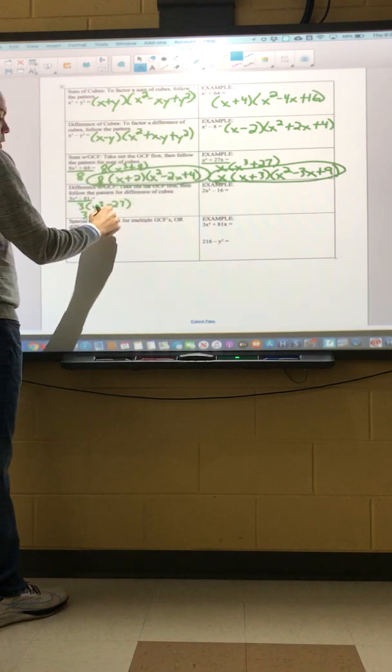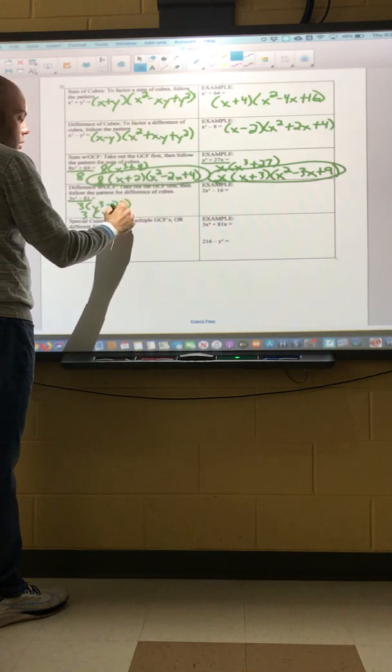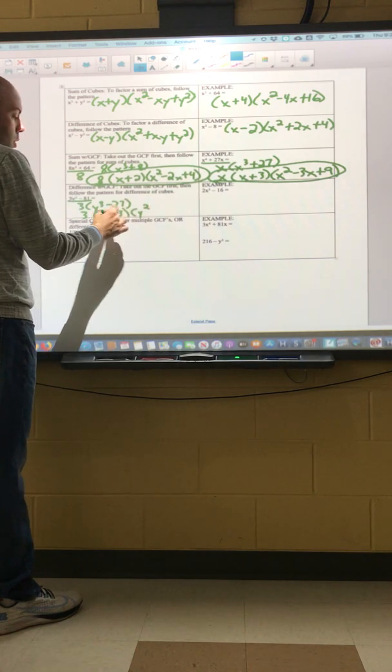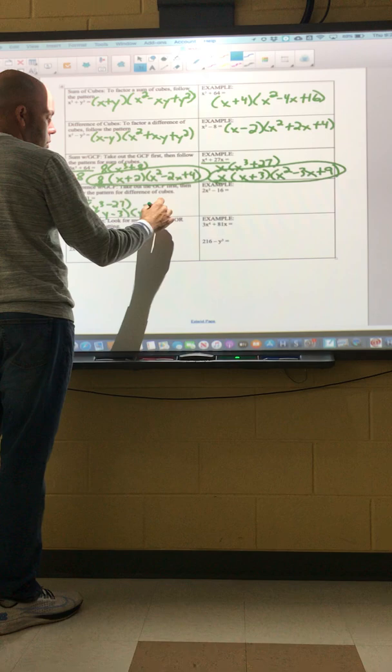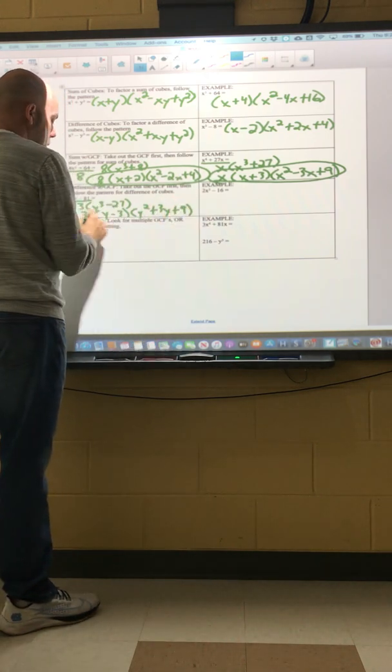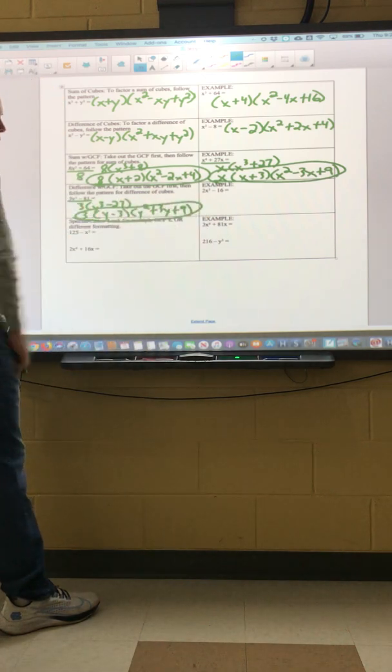So now, the cube root of y cubed is y. Keep the sign the same. Cube root of 27 is 3. Y times y is y squared. Y times negative 3 is negative 3y, so I'm going to put plus 3y. Negative 3 times negative 3 is 9, so then there we go.